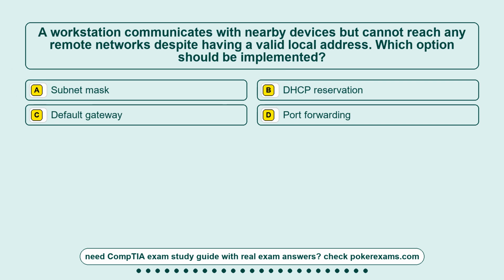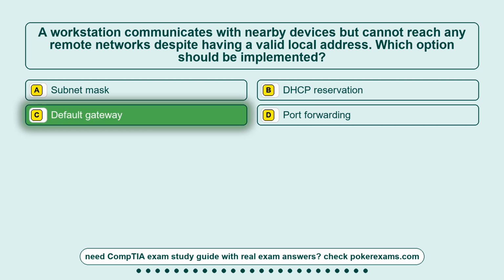Question 8. A workstation communicates with nearby devices but cannot reach any remote networks despite having a valid local address. Which option should be implemented? Option A, subnet mask. Option B, the DHCP reservation. Option C, default gateway. Option D, port forwarding. The correct answer is option C, default gateway.